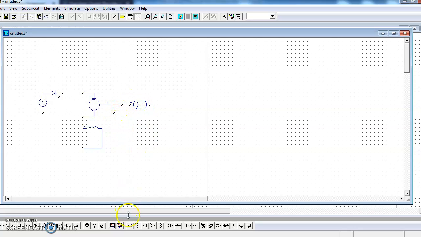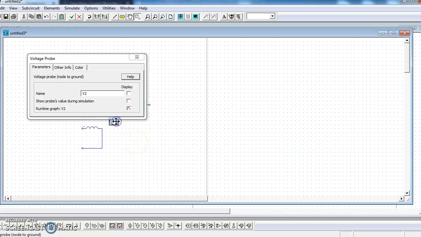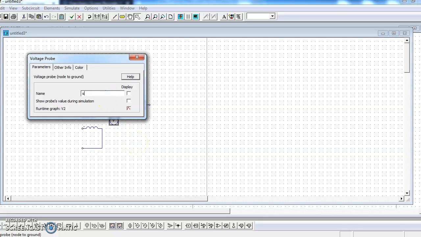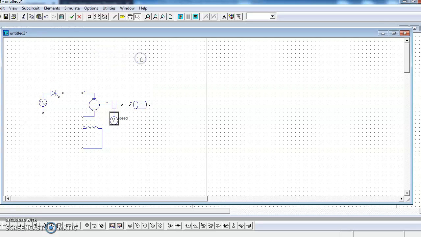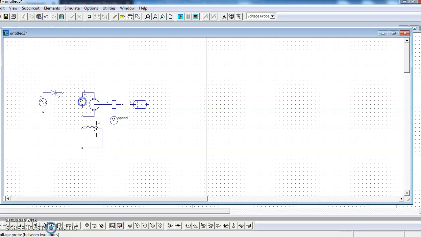To display the speed we can attach a voltmeter. The display of this voltmeter will give the speed, so we will name it speed. Now we will do the remaining connections. If we want to see the voltage across the armature, for that we have to attach this voltmeter, and an ammeter for measuring the current.